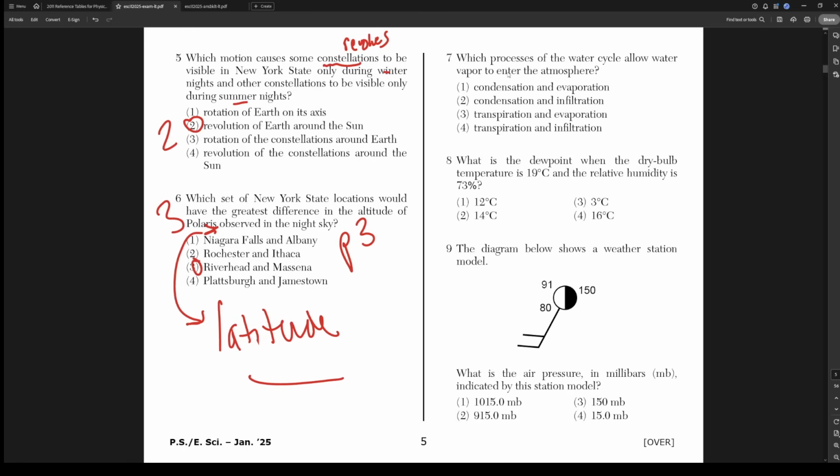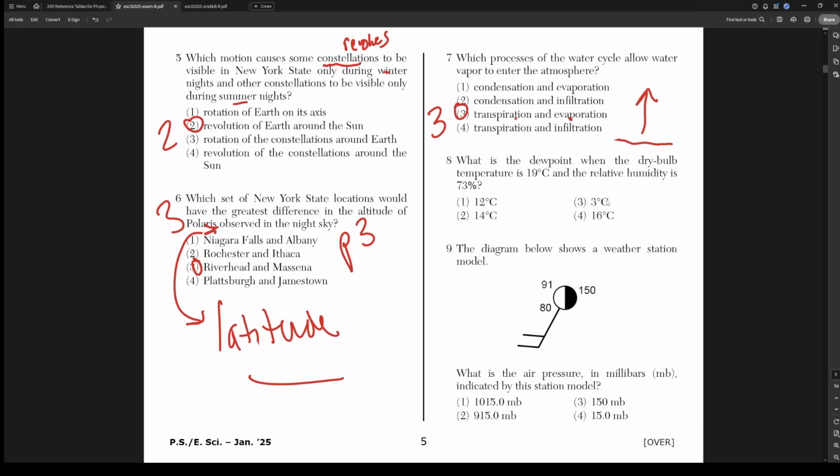Okay. Which process of the water cycle allows water vapor to enter the atmosphere? So we want water vapor to enter the atmosphere. We want it to go up. So it's going to be transpiration and evaporation bring things up.